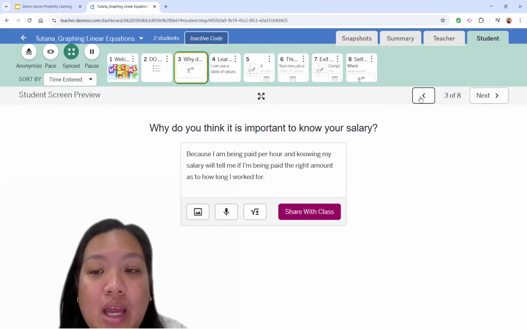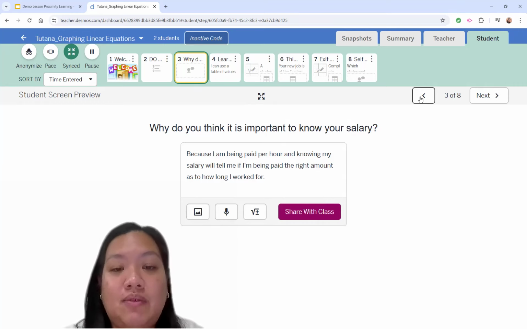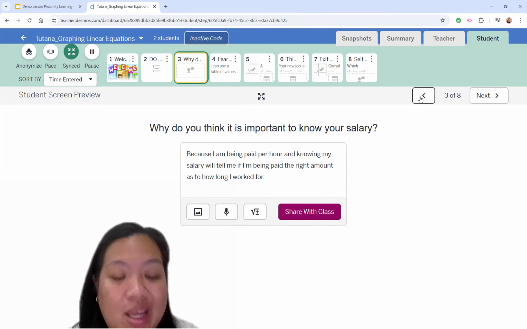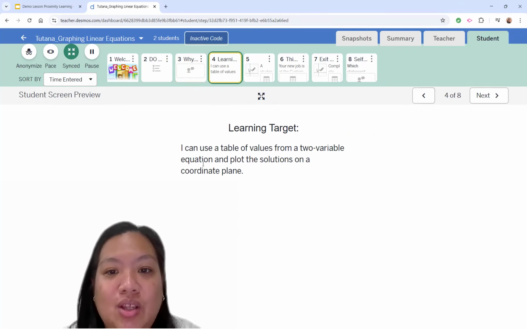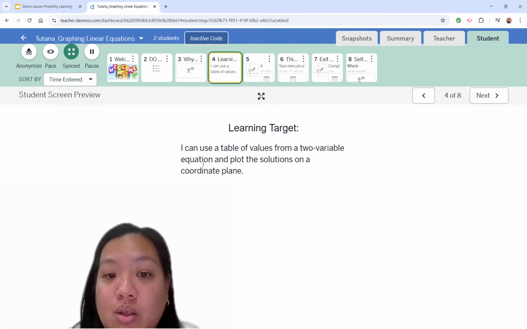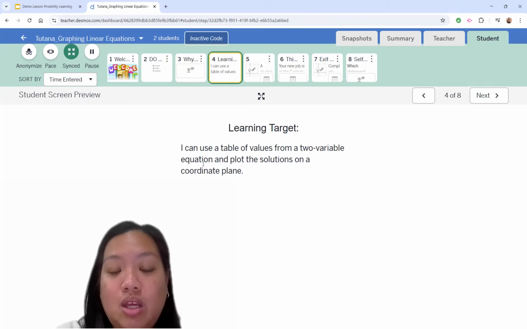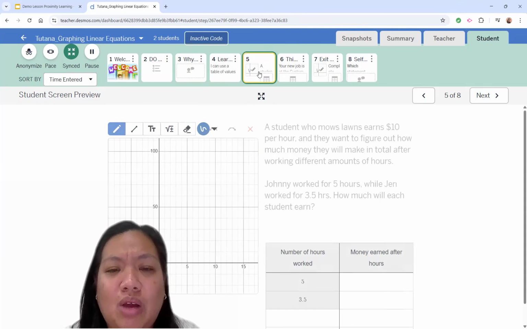So for this lesson, I will be teaching you a specific skill that you can use so that you can easily track your number of hours and the salary that you should be getting when you are working a certain job. Again, I will be teaching you how to use the table of values from a two variable equation, and then you should be able to plot those solutions or points on the coordinate plane, and you can use those things so that you can track your number of hours when you work and the salary that you should be getting. Okay? So how do we do this one?